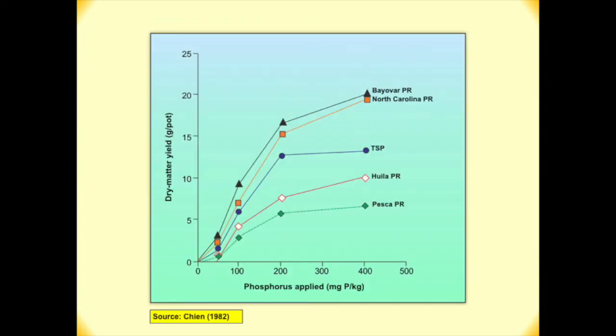This shows the Bayovar North Carolina performing better than TSP and Wheeler and Pesca in Colombia. This is not due to phosphorus. It's due to aluminum toxicity in this oxy soil. So that's the benefit of reactive phosphate rock, could reduce the toxic aluminum.